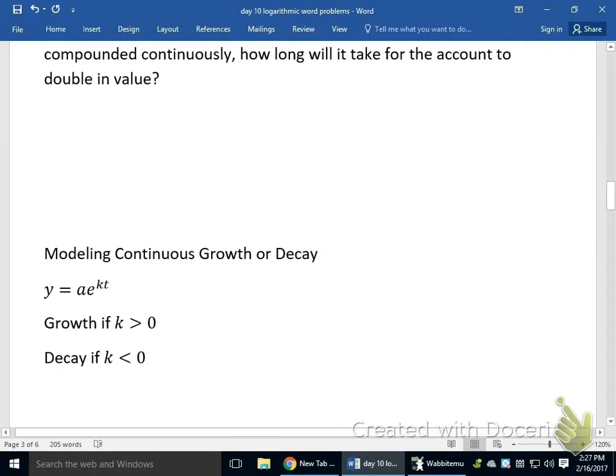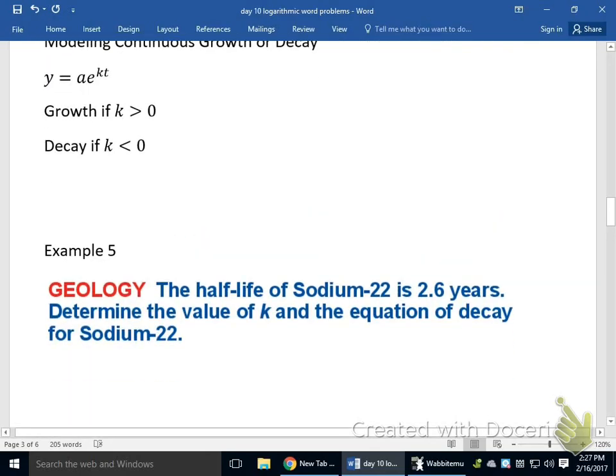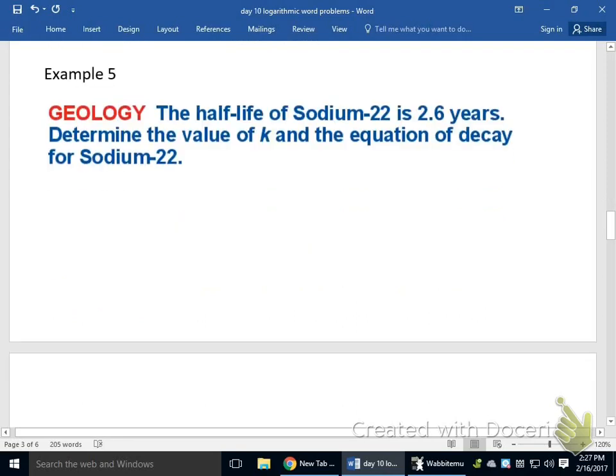Now it's time to talk about modeling continuous growth or decay. What you're going to do here is use this formula, which is the same thing we were just using, with k being your rate of continuous growth or decay. Sometimes the k will be positive, as we've seen on the last few problems. On these next two problems, the k will actually end up being negative because we're going to have continuous decay happening with our population. And we're going to be talking about half-life on these problems.